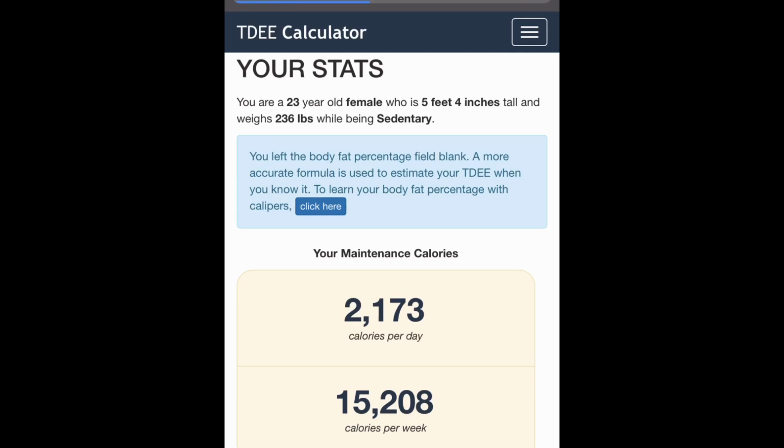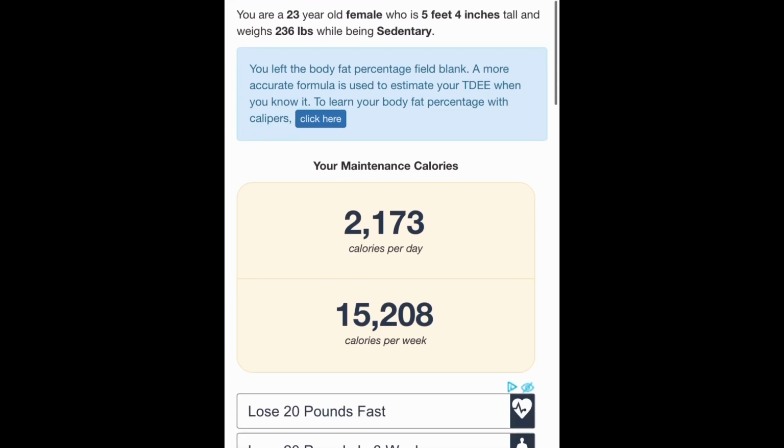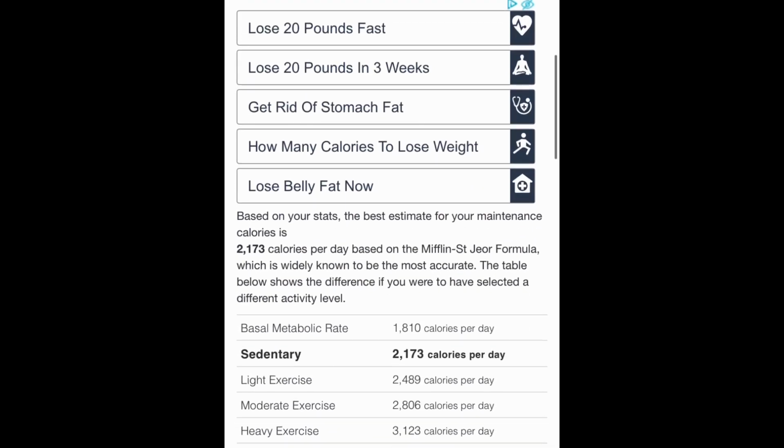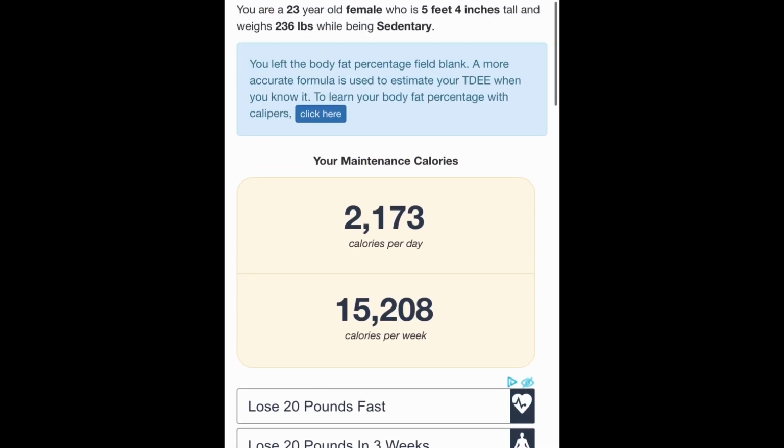This would be your total daily energy expenditure amount of calories for your day. If you scroll down a little bit more, you will see your basal metabolic rate, which says it would be 1,810 calories per day. So like I said, you would take that basal metabolic rate calorie amount and your total daily energy expenditure amount, add them together and divide it by 2.